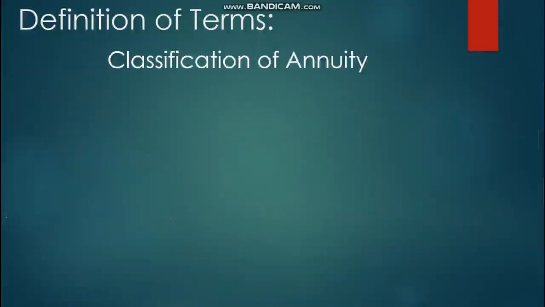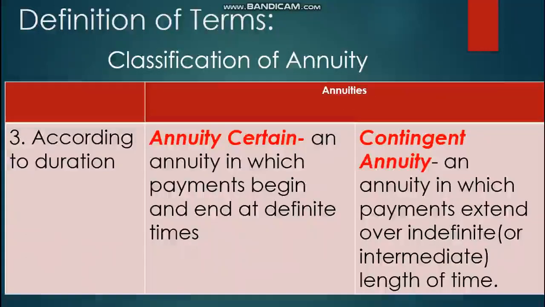Okay. Next, classification of annuity according to duration. Annuity certain, an annuity in which payments begin and end at definite times. While contingent annuity, an annuity in which payments extend over an indefinite length of time. Ano ba yon? Pag annuity certain, alam mo kung kailan mag-e-end yung payments. Kapag contingent annuity, hindi mo alam kung kailan mag-e-end yung pagbabayad mo. Ano bang halimbawa doon?